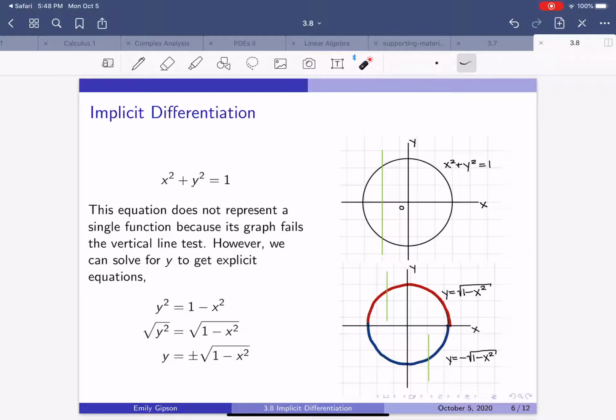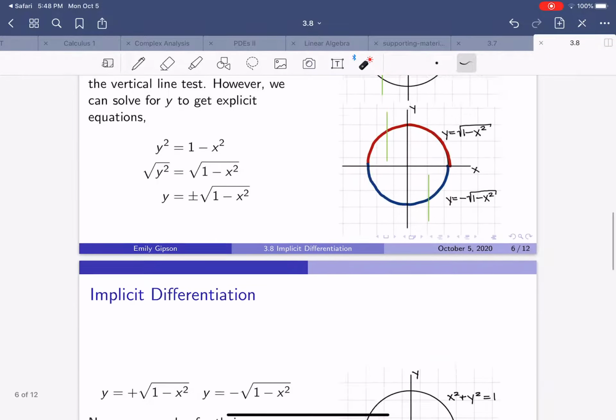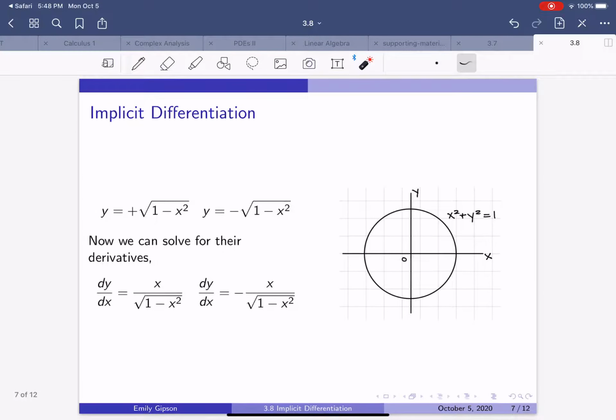So when I have y equals square root of 1 minus x squared, I have this red graph here, and it passes the vertical line test because I can draw a vertical line and only cross my function once. And then we also get y equals negative square root of 1 minus x squared, and that's going to be this blue graph here at the bottom. And we do our vertical line test, and we only cross once, which means it's a graph of a function. So now that we have our function representation for y equals positive square root of 1 minus x squared and y equals negative square root of 1 minus x squared, we can find their derivatives pretty easily.